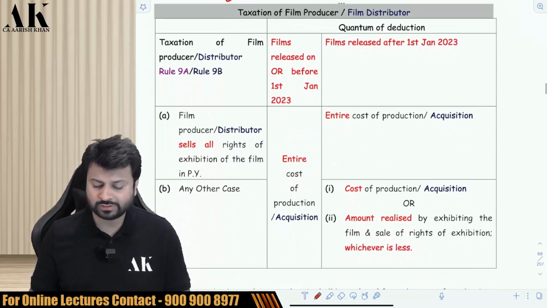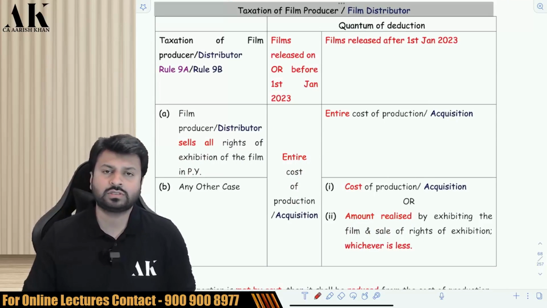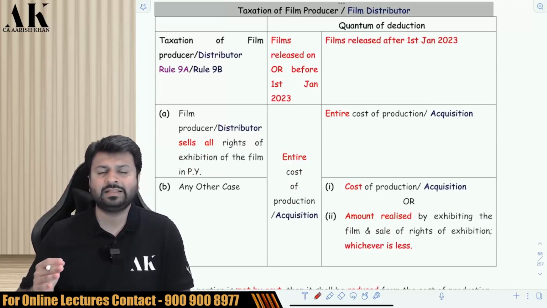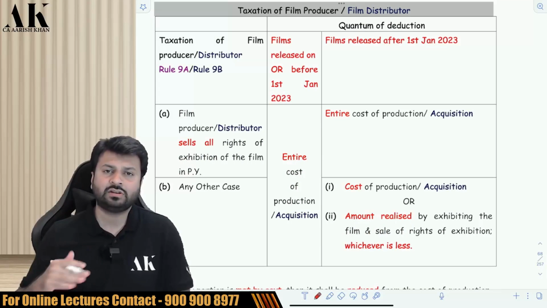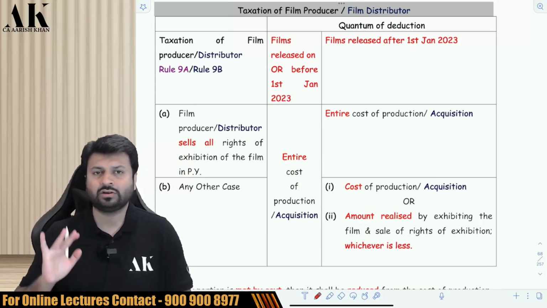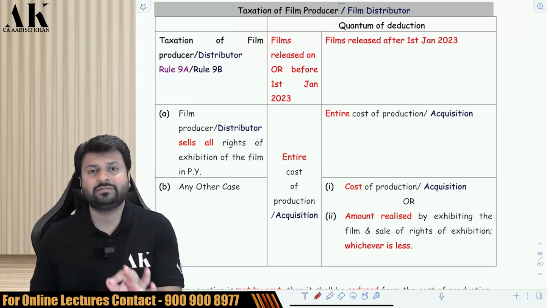Okay. Let's move on to the second part, that is taxation of film producers or film distributors. Once I explain the taxation of film producers, the taxation of film distributor will follow it. It is exactly the copy paste situation. So I am only interested in the film producer part.